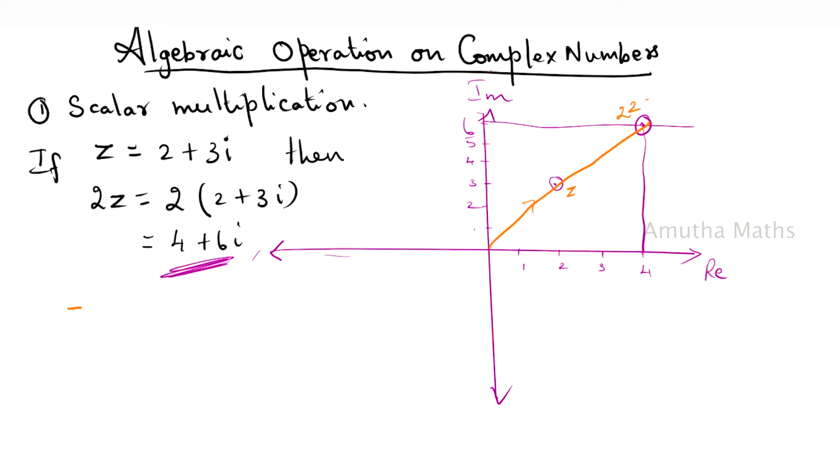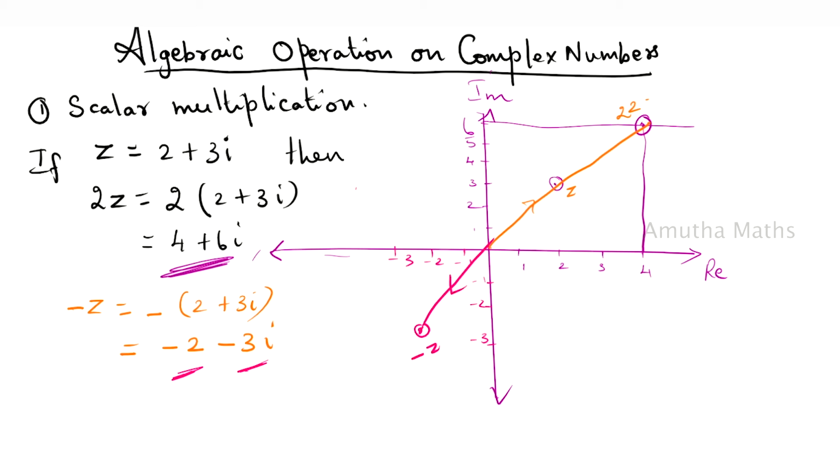Now we shall see what is minus z. Minus z is minus of 2 plus 3i. So this is equal to minus 2 minus 3i. See, where will you plot this, minus 2 and minus 3? So minus 2 in the real axis, here minus 1, minus 2, minus 3. Here minus 1, minus 2, minus 3. So minus 2 comma minus 3 will be here, right? So this is minus z.